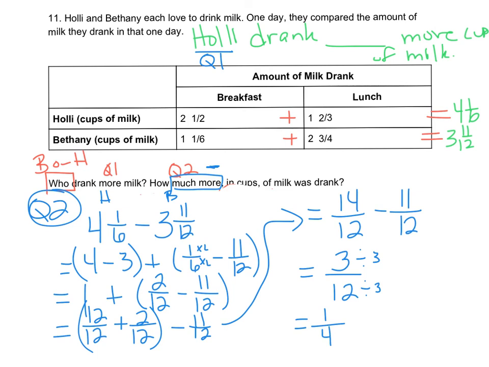So Holly drank 1/4 a cup. Oh, I just wrote on my question, or my statement. Holly drank 1/4 more cups of milk. So I didn't need the cup there because I already had it over here. And that is a 4. So Holly drank 1/4 cup more than Bethany. So you had to answer question 1 first and then question 2.